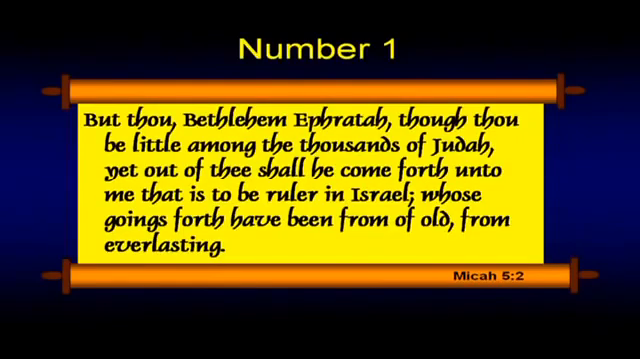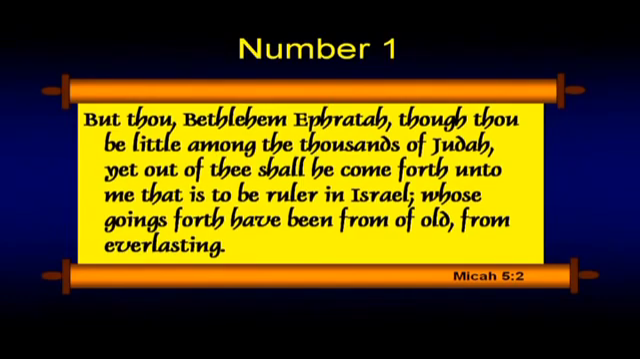The first one is very familiar to you, and that's, we see it on the Christmas cards every day, Micah 5:2. That was the reference that Herod's scribes brought forth when the Magi inquired, where is he that's to be born King of the Jews?